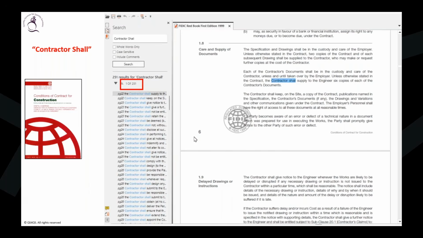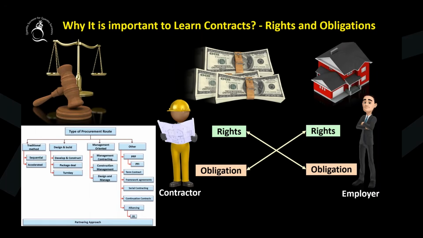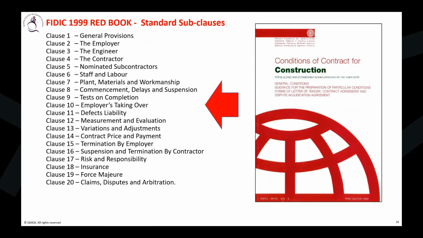Now, when it comes to learning about the contract, are we going to learn all the subclauses, which is 1 to 20, based on the whole form of contract, let's say Red Book, Yellow Book, or sometimes the Silver Book? Is it practicable? So the guidance I am going to give you: at least learn one contract properly, from basic to the very expert level, without any single doubt.